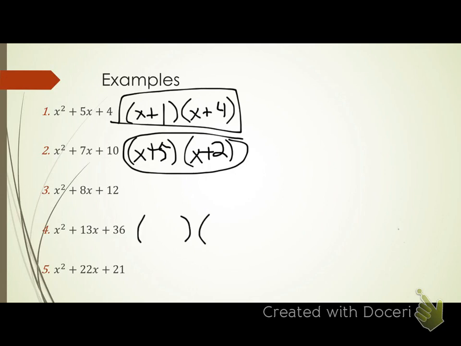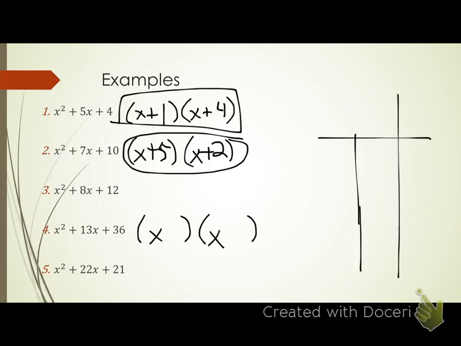What's my variable? X. What's my C value? 36. B value? 13. Raise your hand if you can give me two numbers that multiply to give me 36. 13 and 2. What's 13 plus 2? Take that back. What's 13 times 2? 26. So that will not work. What did we say? 6 and 6. 6 times 6 does give me 36. What's 6 plus 6? 12. Is that what I want? No. I want it to multiply to 36, add to 13.